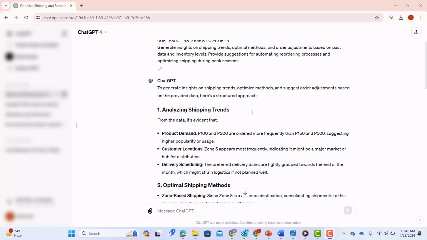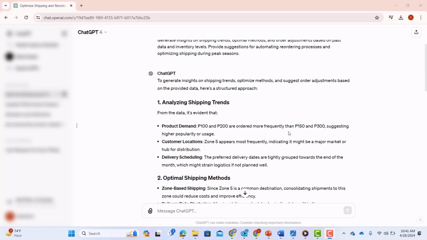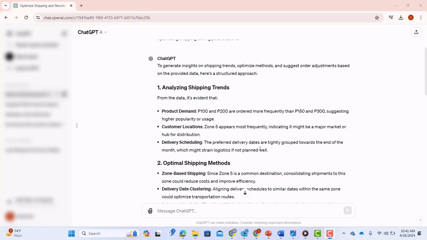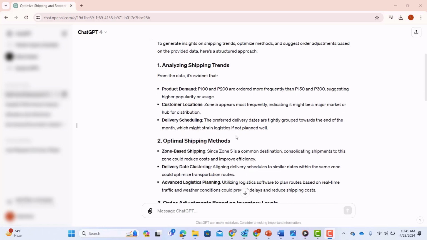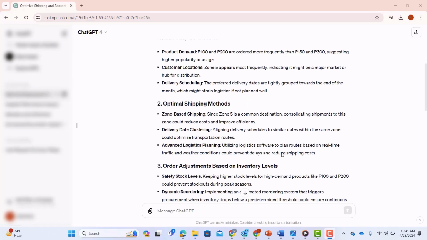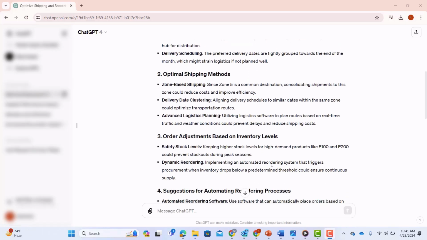It highlights the frequent orders for certain products and emphasizes the importance of Zone 5 as a key customer location. By clustering delivery dates and consolidating shipments by zone, the analysis suggests ways to optimize routes and reduce shipping costs. It advocates for maintaining higher inventory levels for popular products and automating reordering processes to avoid stockouts.